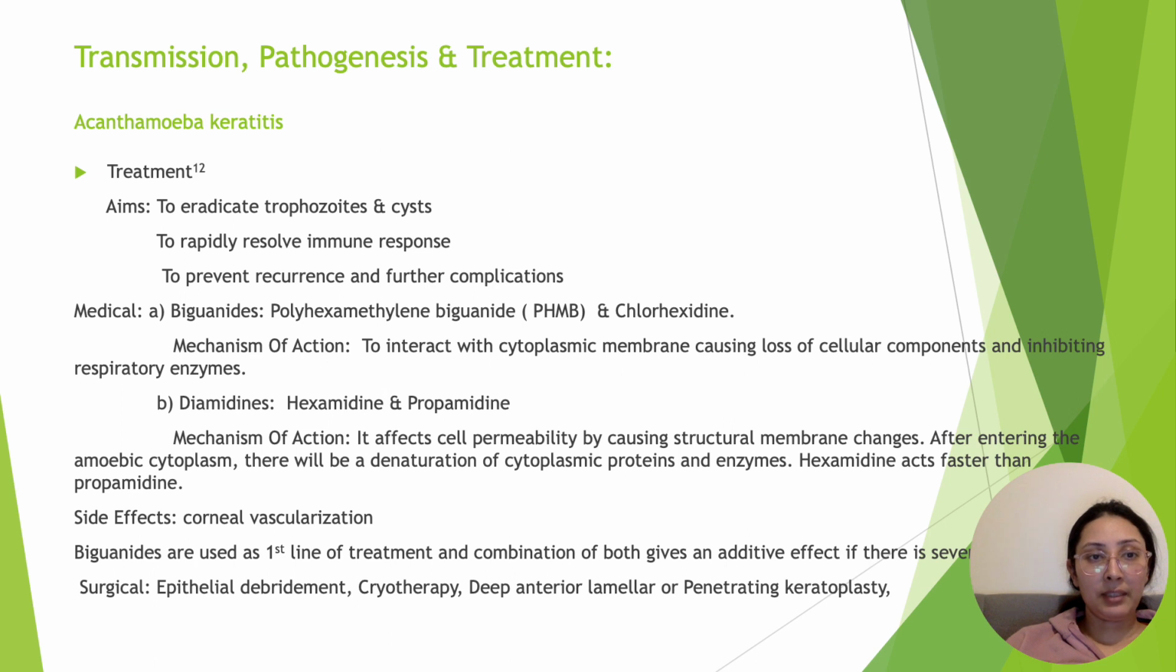In the treatment part, the aim should be eradicating trophozoites and cysts and preventing recurrence. The biguanides are the first line of treatment. What they do is interact with the cytoplasmic membrane, causing the loss of cellular components and respiratory enzymes. The side effects could be corneal vascularization, and surgical options include epithelial debridement, cryotherapy, and keratoplasty.